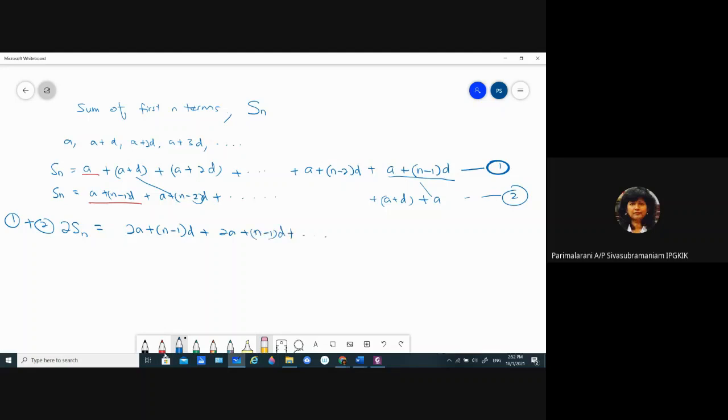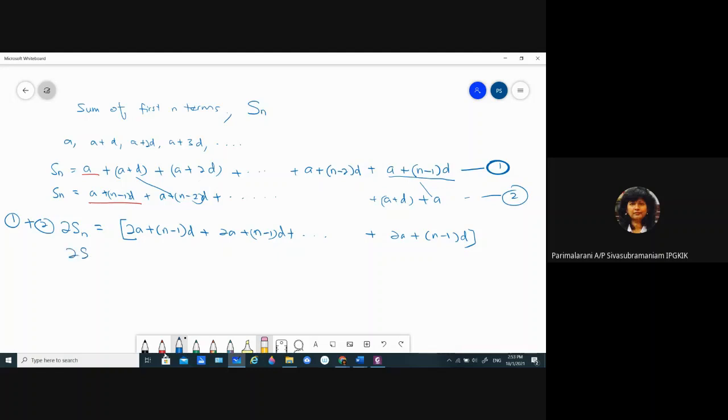Until the last term, the last term is also 2a plus n minus 1d. How many times do we add this? We add this n times. Are you okay with this? We have just reversed it and then added the first two terms. Every time you add the first two terms, you get this. Second two terms, you get this. Third two terms, you get the same thing.